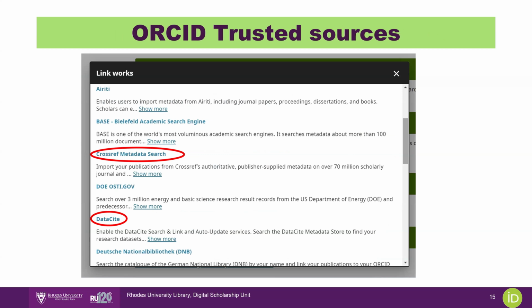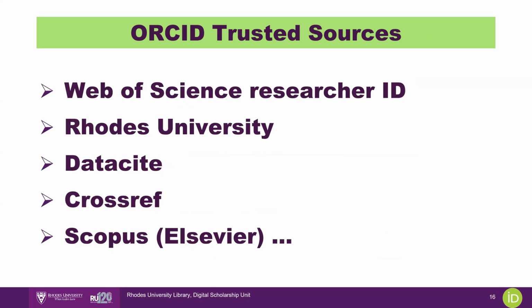You need to authorize them, because those are the trusted sources by ORCID. They will make sure that they update your articles as long as you publish and they are indexed somewhere where those platforms have got access. Then they update your ORCID without you having to do any admin work. These are some of the ORCID trusted sources: Web of Science, Rhodes University, DataCite, Crossref, Scopus, and others. I will speak about Rhodes University as a trusted source.